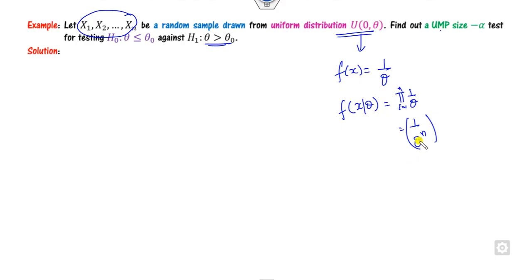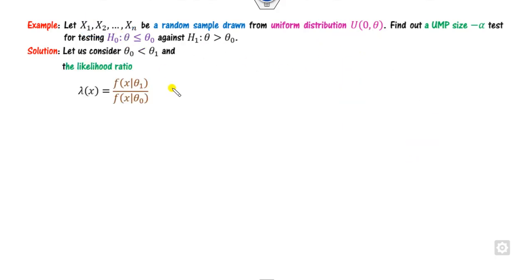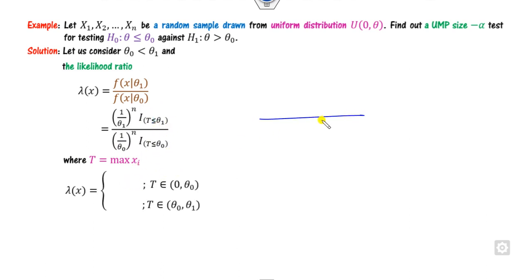Fine. Because this is continuous, we can substitute this as my capital T, as we already explained. This is the maximum of the xi. So that is the random variable out there. Now how can you do that, again we will see. We know theta naught is less than theta 1. So there are two cases, either the parameter lies in here or it lies in here.